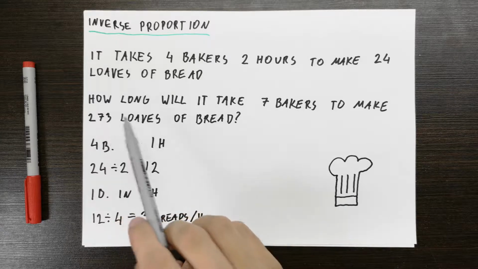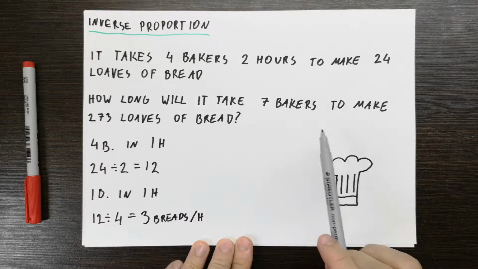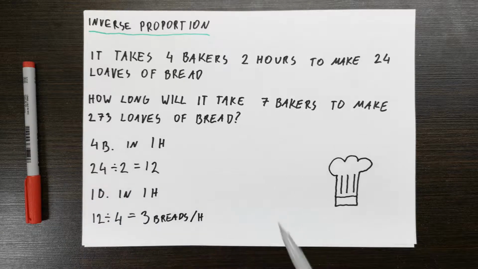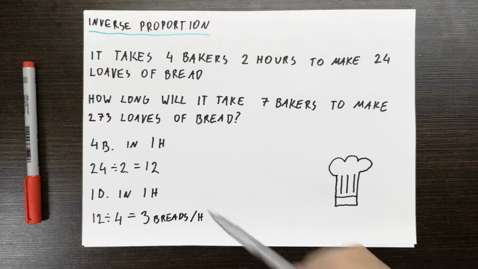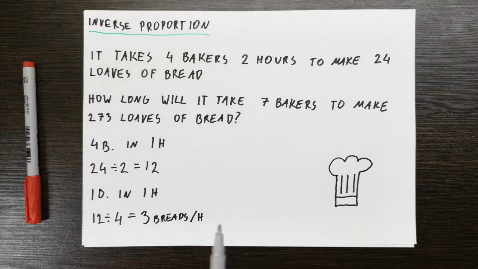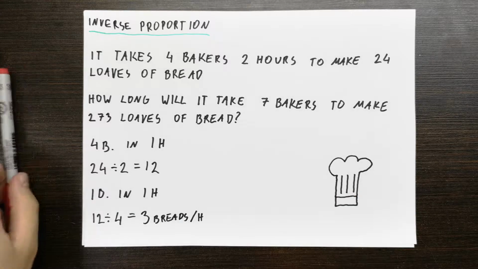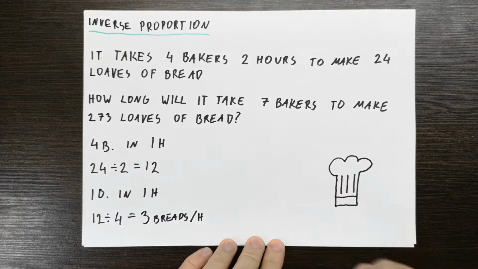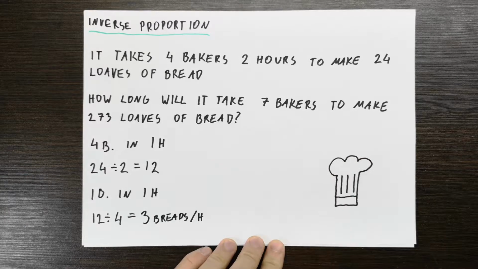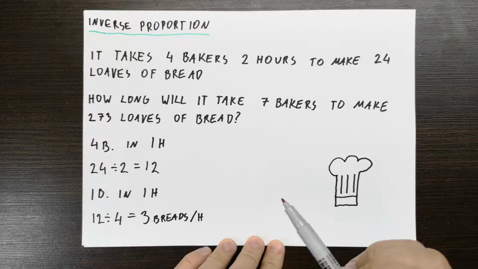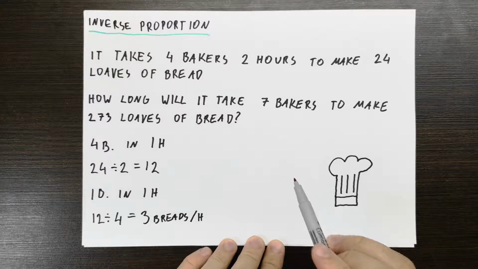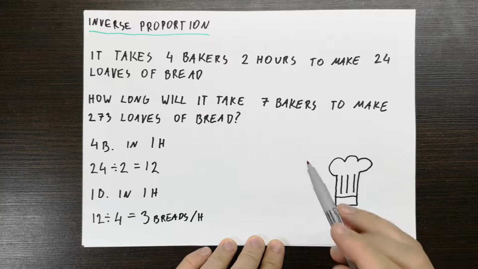Now, we can use that to figure this out the similar way we figured out the previous question. How long will it take 7 bakers to make 273 loaves of bread? So we are going to step this up, similar way we worked it down here. We are going to work it up here. So now we know 1 baker makes 3 breads in 1 hour. So what about 7 bakers? How many breads in 1 hour will 7 bakers make?